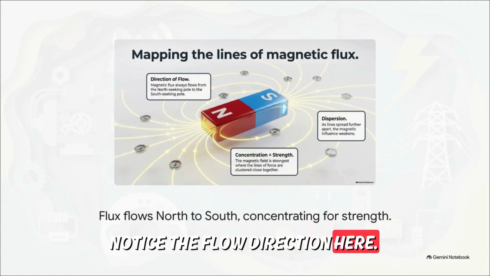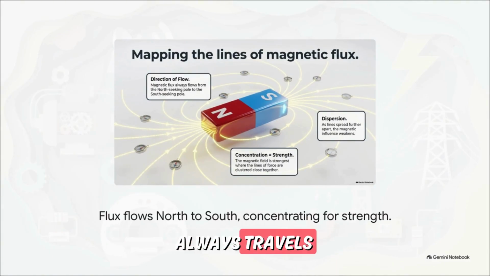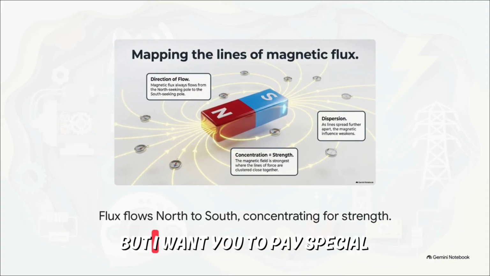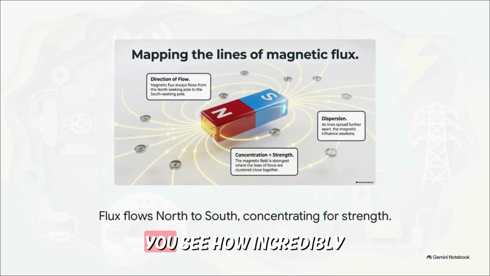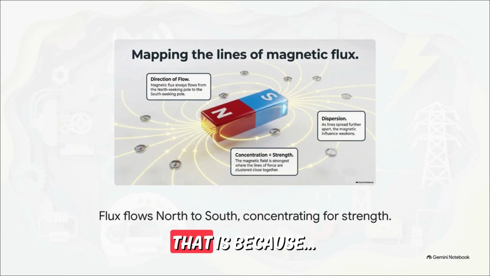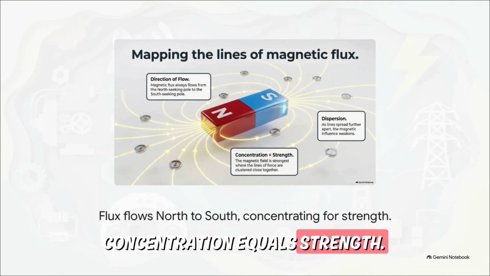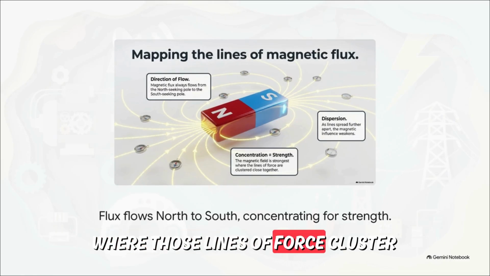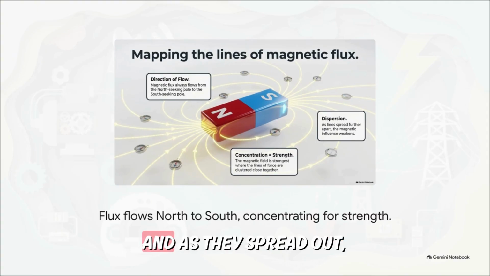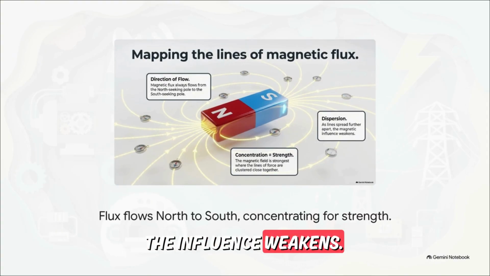Notice the flow direction here. Magnetic flux always travels from the north-seeking pole to the south-seeking pole. But I want you to pay special attention to the ends. You see how incredibly tightly packed those lines are right near the poles? That is because concentration equals strength. Where those lines of force cluster up tightly, that's where the magnetic field is at its absolute strongest. And as they spread out, the influence weakens.